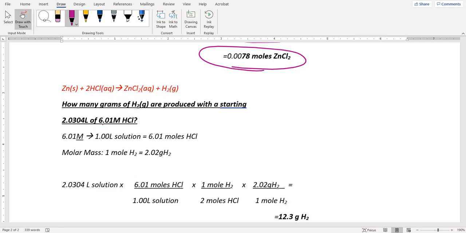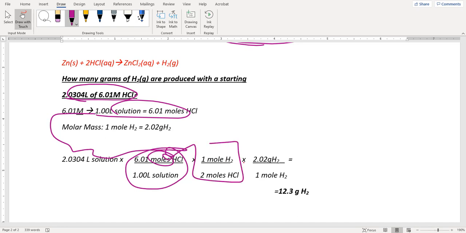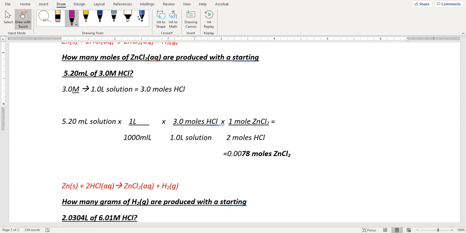So I start off with the liters and molarity for HCl. Again, form the equality. And then we have our starting solution, happens to be in liters, so we don't have to convert that. We then use the molarity as a conversion factor to convert to moles. Then use the mole ratio from the balanced equation. Once we're in moles, we have to go ahead and get the molar mass.